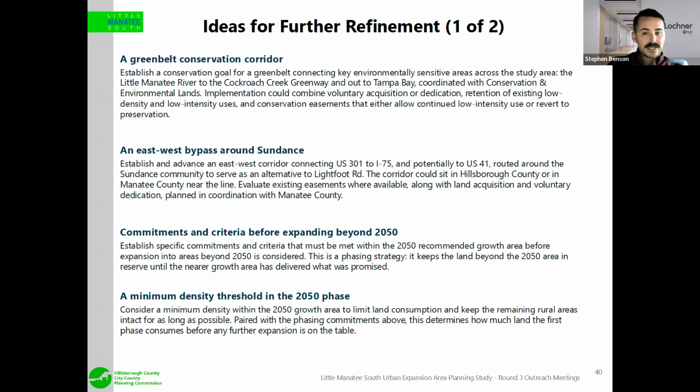This would be coordinated with the county's Conservation and Environmental Lands Program, and the implementation of this could be combined through a number of methods, from voluntary acquisition or property dedication, retention of existing low density and low intensity land uses, so no change to the comprehensive plan maps, and conservation easements that either allow continued low density use or revert to conservation, or excuse me, revert to land preservation.